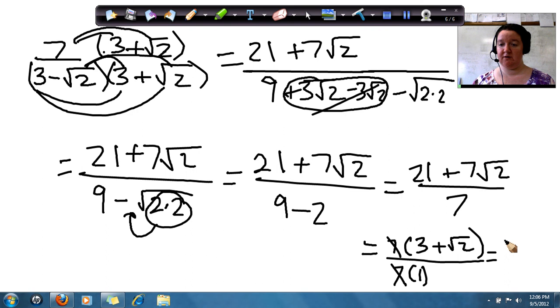So we're left with 3 plus the square root of 2 all over 1. And the 1 isn't necessary, you could just have the part that's on the top, but it's just there to hold the place.